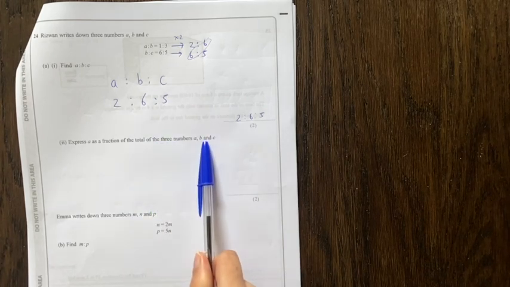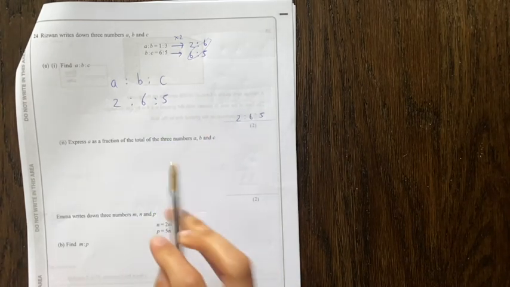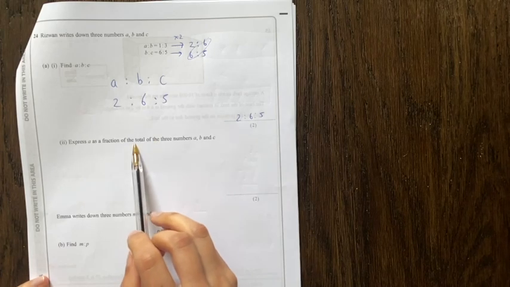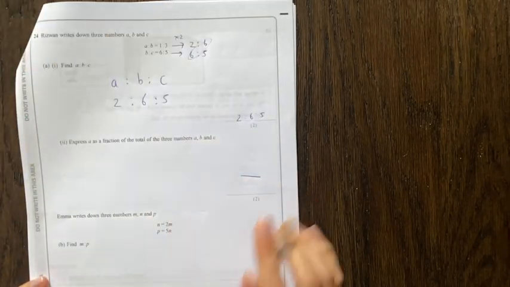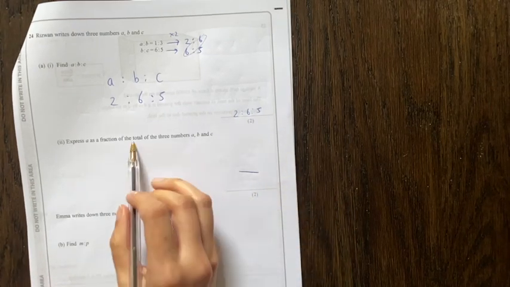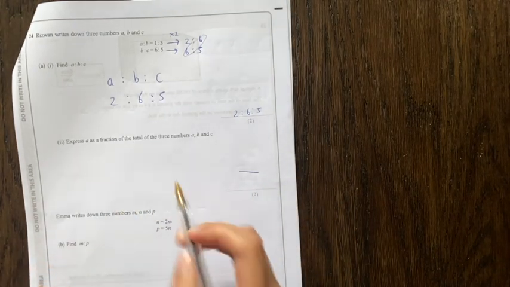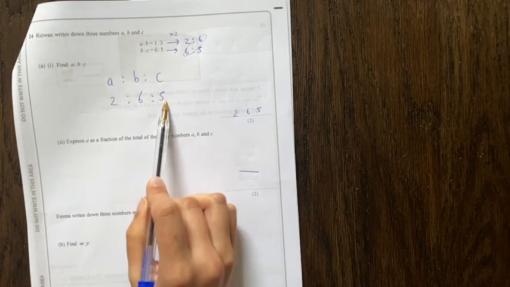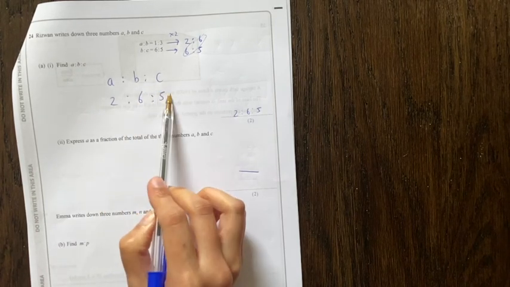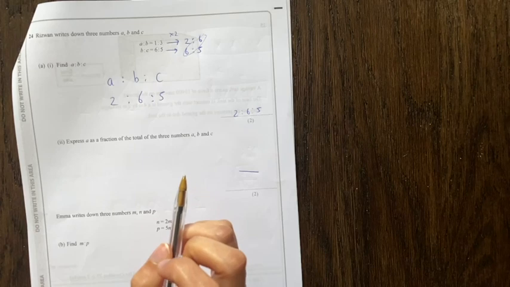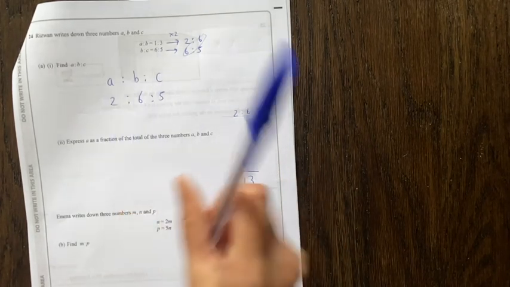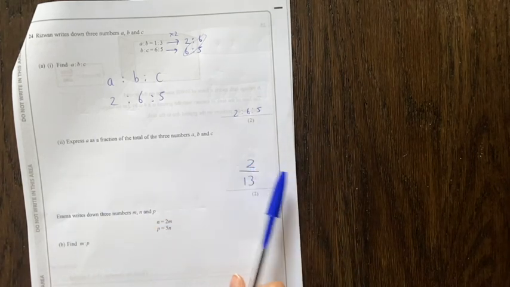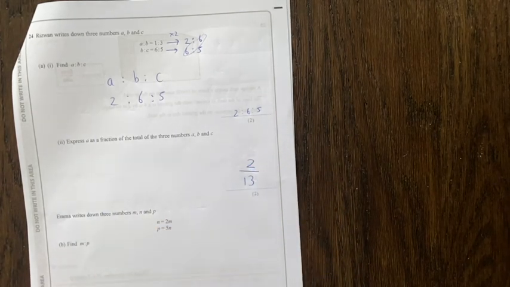Okay, express A as a fraction of the total of the three numbers A, B, C. So this is actually quite helpful because it's telling you what to do. We know our answer needs to be a fraction, so that helps me out. And the denominator is usually what it's out of. In a ratio, we just add the parts. So 6 and 5 is 11, add 2 is 13, and A is 2. So I put that as my numerator, 2 out of 13.